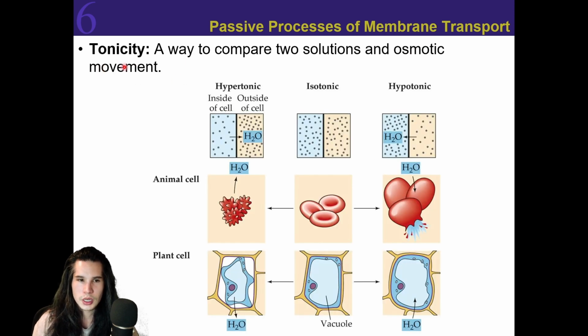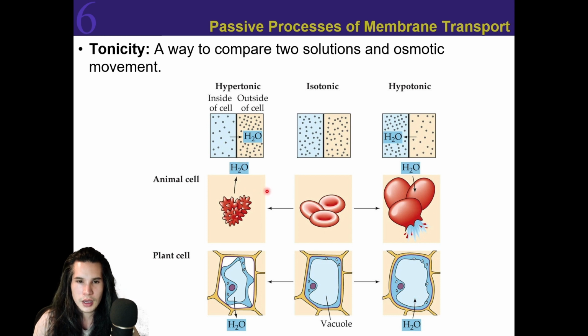All right, and so this is probably going to be some kind of review here. Tonicity is just the way we refer to the concentration of ions in a solution relative to what's inside of a cell. Typically, when we talk about tonicity, we're talking about the solution itself relative to the concentration of substance on the inside of the cell. So it's a way to compare two solutions. And osmotic movement is just the movement of water.